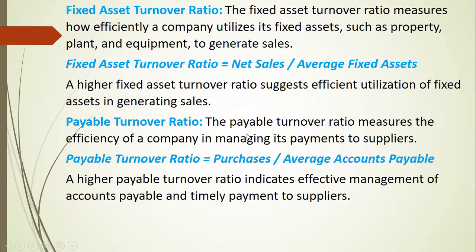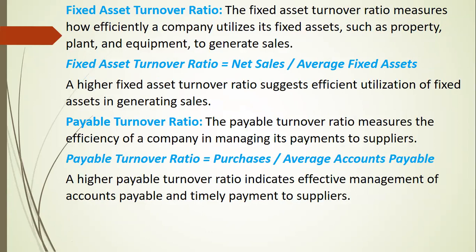We'll go to the next one, the fixed asset turnover. So it's the same as asset turnover, but now it will be over average fixed assets, isn't it? Only fixed assets or the non-current assets, isn't it? So a higher fixed asset turnover ratio suggests efficient utilization of fixed assets in generating sales.